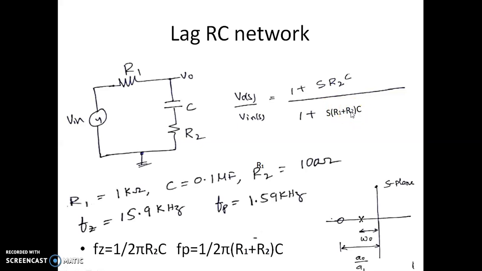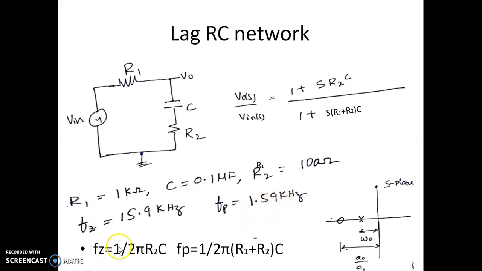So let us see, if I consider the value of R1 to be 1K and R2 to be 10 kilo ohm, and if this value of C is 0.1 microfarad, if you can carefully observe here, this CR2 will actually decide the pole and zero position. Since this is 100 ohm and this is 0.1, the zero is located at 15.9 kilohertz, whereas the pole is located very close to 1.59 kilohertz.